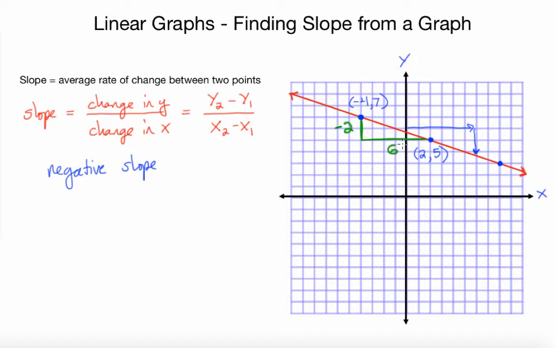So just by going off that, my change in y was -2, and my change in x was +6. Both those things are changing at the same time. And if I divide those, -2 divided by 6 reduces down to -1/3. So I can say my slope, my average rate of change, is -1/3.